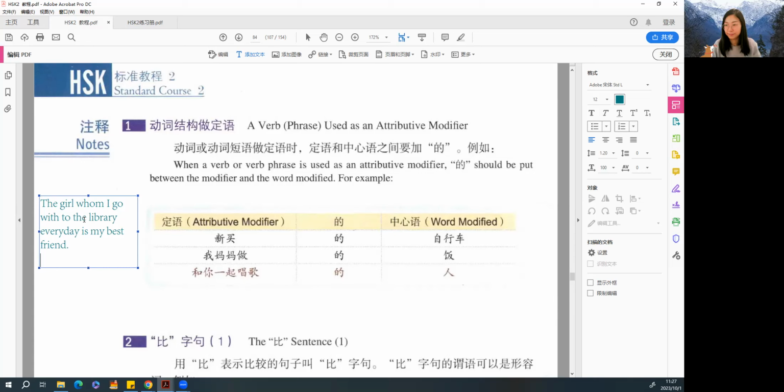So in Chinese it is 每天和我, oops, sorry. 每天, which is every day, all right? 每天 every day. 每天和我一起去图书馆。图书馆 is the library, all right? 图书馆的女孩, the girl, 女孩是我的好朋友。So you see here, we simply made this part a sentence, an adjective.